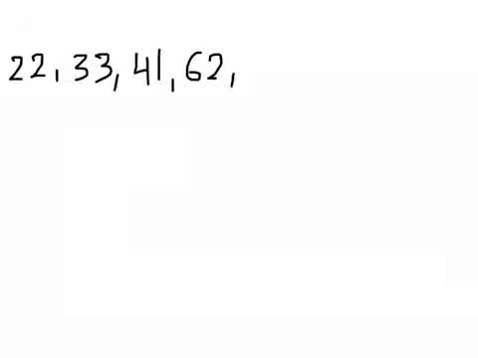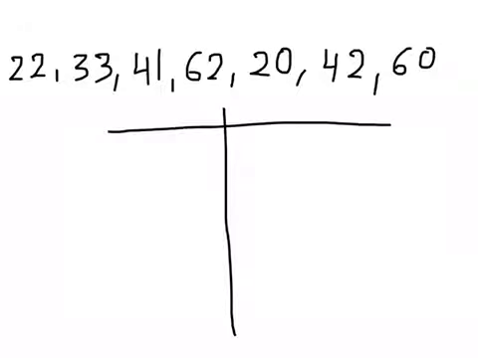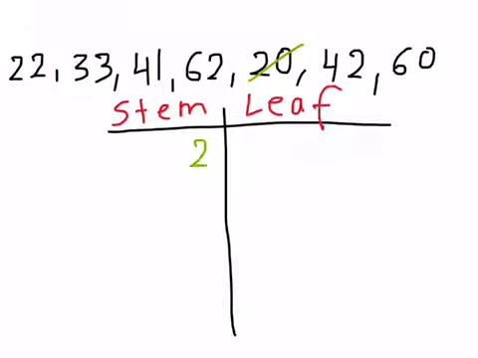Let's do another one together. Let's go with 22, 33, 41, 62, 20, 42 and 60. Alright, so let's split our two columns. So on the left we have the stem, and on the right we have the leaf. So our smallest value that we have here is 20. So that's what we start with. So we put the 2 down and the 0 goes in the leaf column. So it is read as 20.